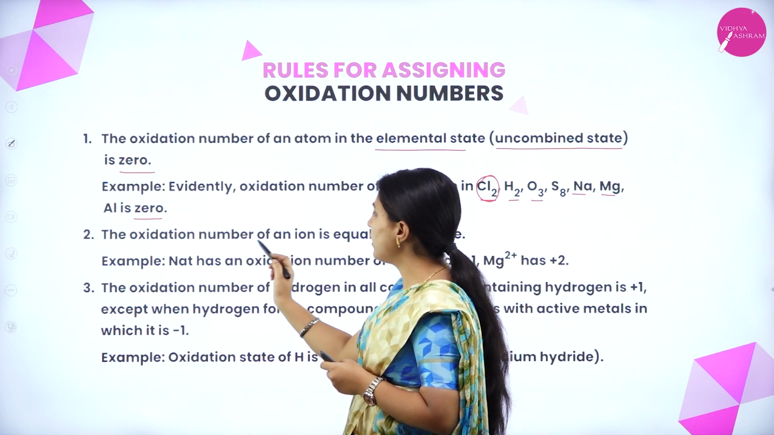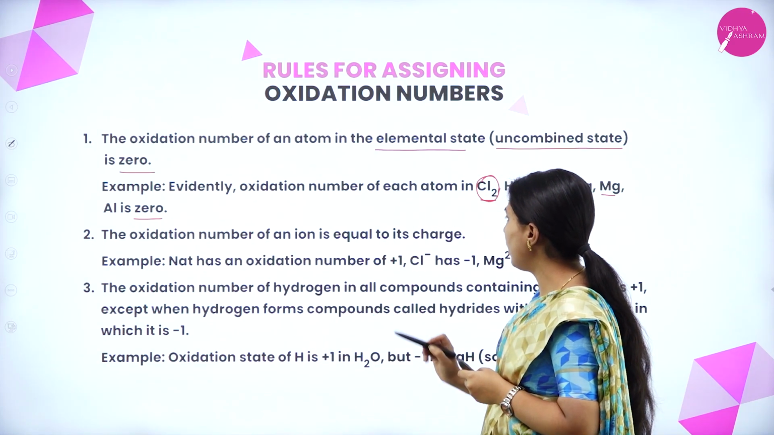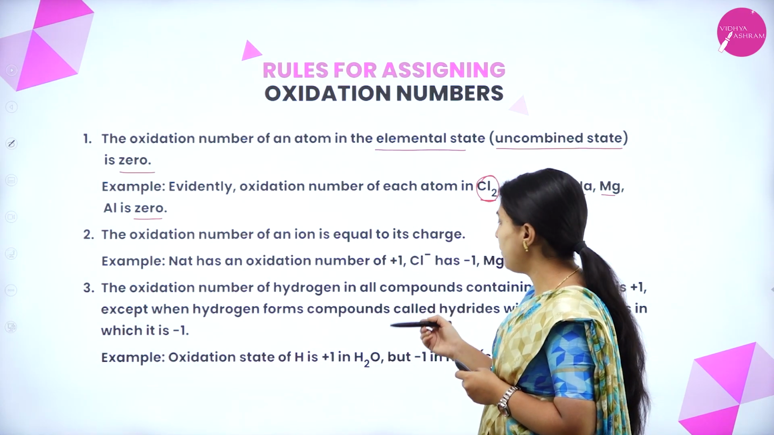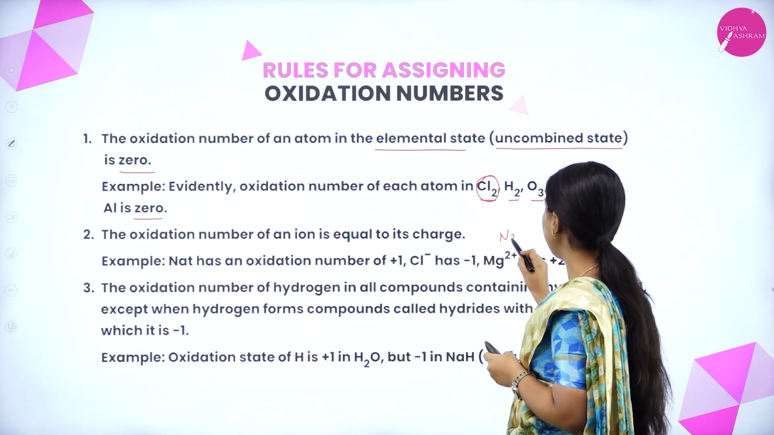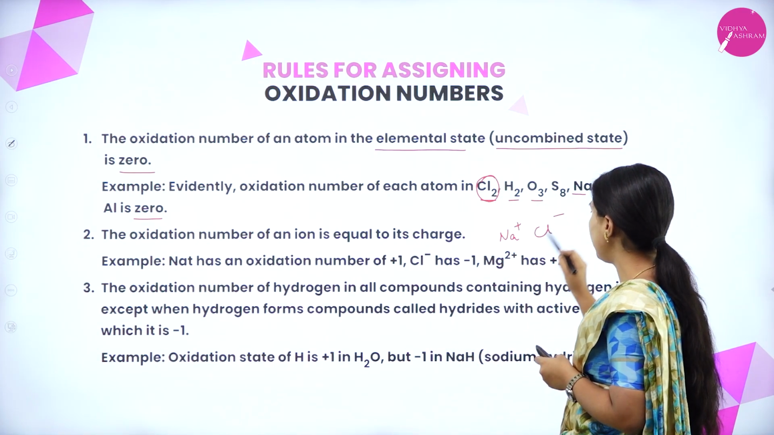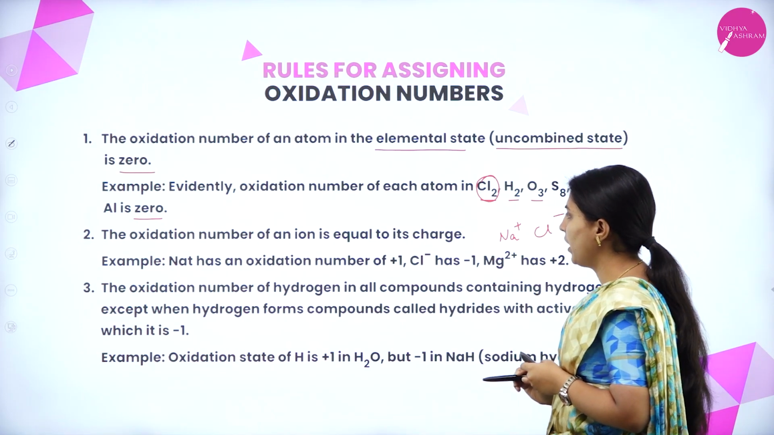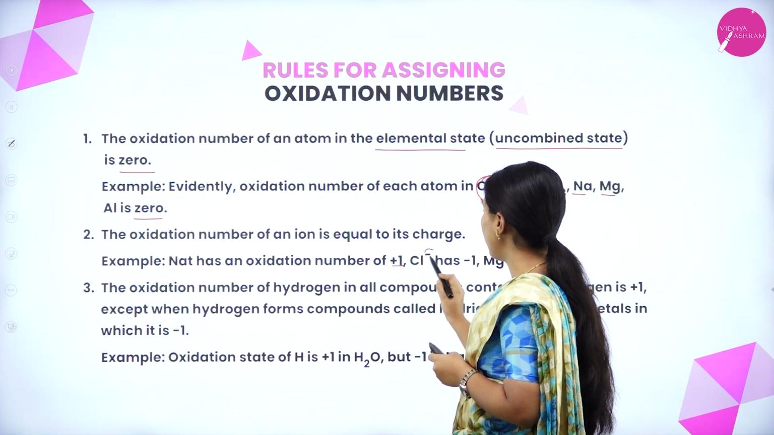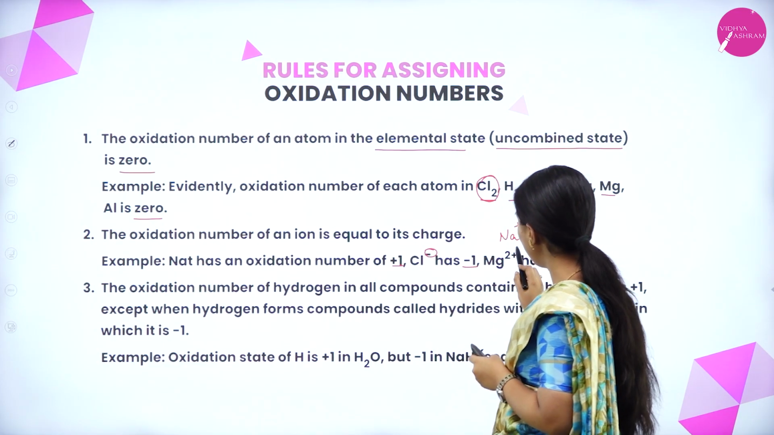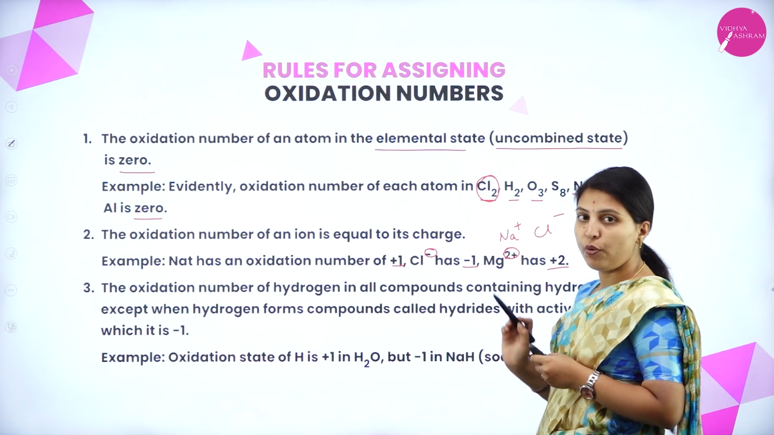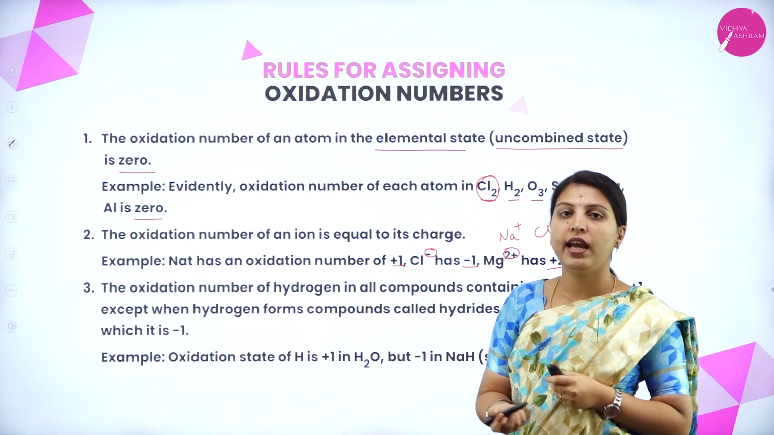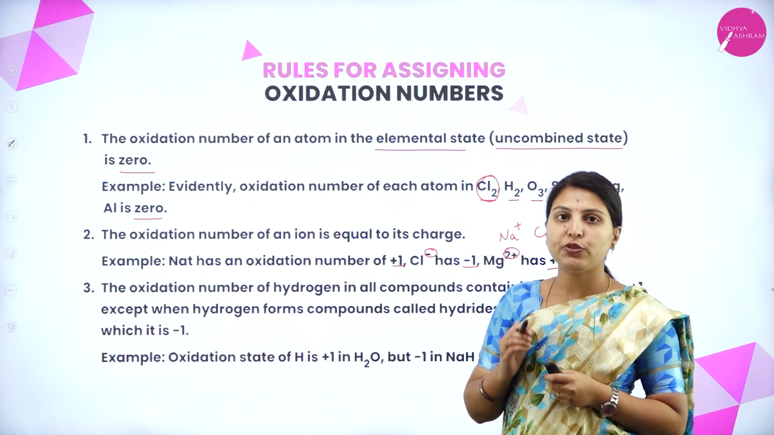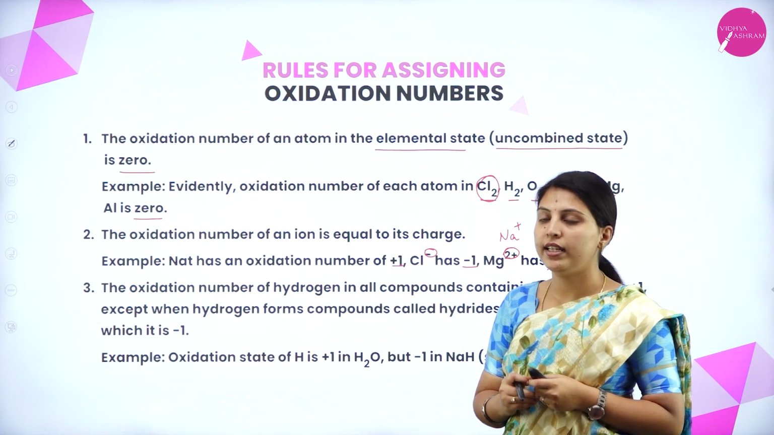Next rule: the oxidation number of an ion is equal to its charge. Sometimes we write Na+ Cl-. If it is Na+, then +1; Cl-, 1 minus is there, so -1; here 2+ is there, so +2. Whatever charge is present on the atom, that charge will be considered as the oxidation state.